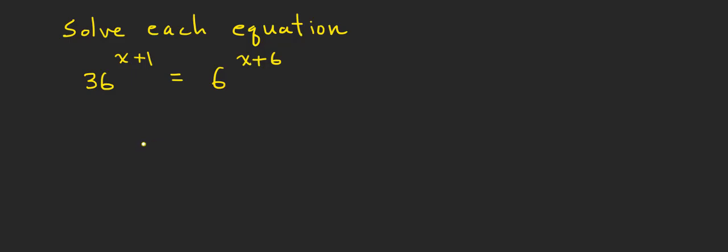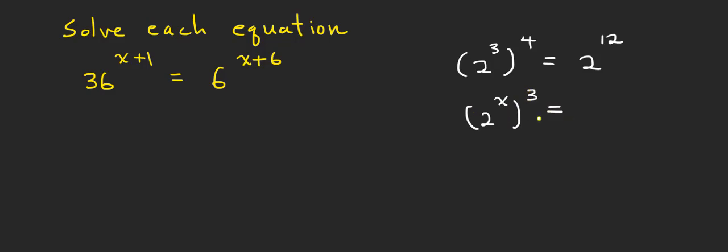In this video, we're going to solve exponential and logarithmic equations. So let's take a look at our first example. Before we do that, let's review. Let's say you have 2 to the third power, to the power of 4. Recall that that's the same thing as 2 to the 12. When you have exponents next to each other, you just need to multiply them. So if you have 2 to the x, to the power of 3, this will be the same thing as 2 to the 3x.